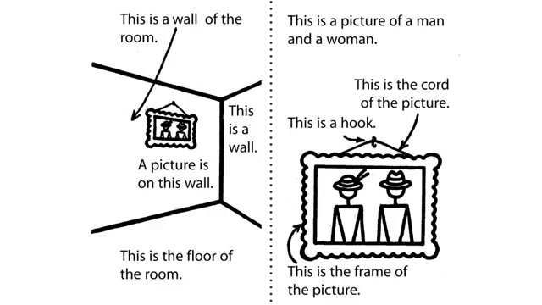This is a wall of the room. This is a wall. A picture is on this wall. This is the floor of the room. This is a picture of a man and a woman. This is the cord of the picture. This is a hook. This is the frame of the picture.